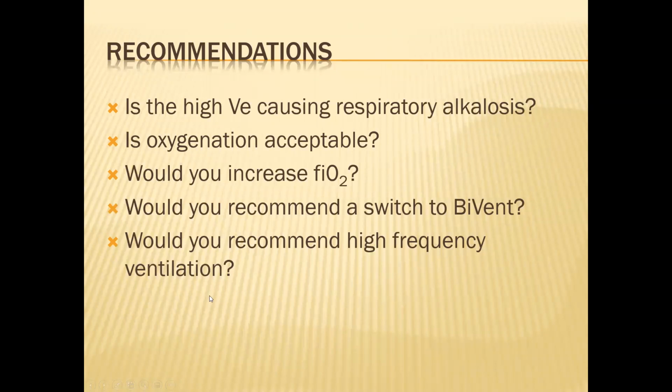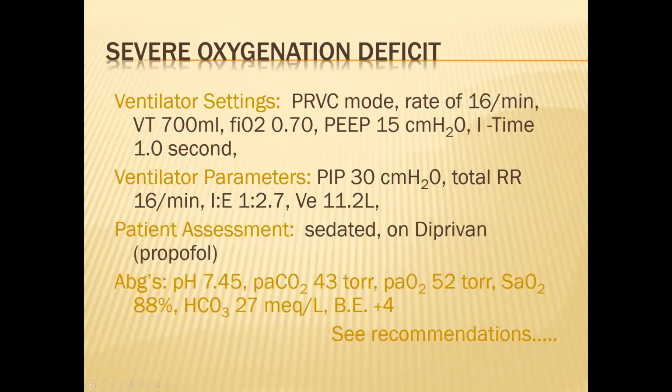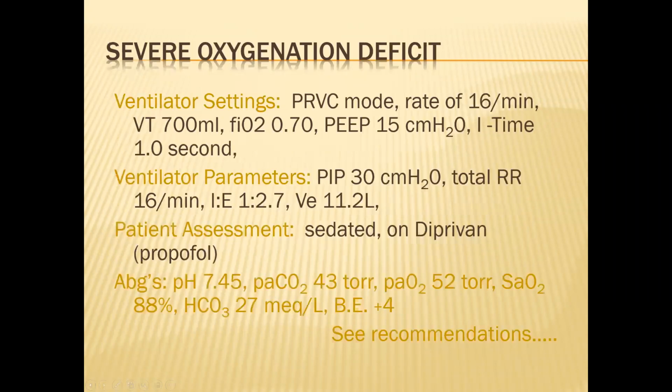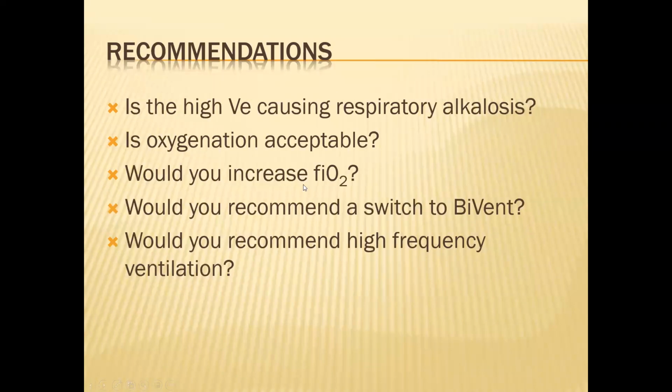Is the high minute volume causing respiratory alkalosis? Not really. Looks like the bicarb is causing a little bit of alkalosis. So no. Is oxygenation acceptable? 52. What is the SAT? Oh, 88. So no. Would you increase FiO2? We talked about that. You could, but again, the oxygen is toxic to the lungs. Would you recommend a switch to bivent? Yes. Would you recommend, oh, we didn't even think about high frequency.